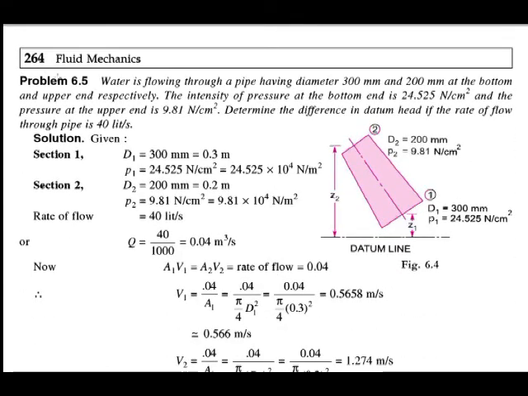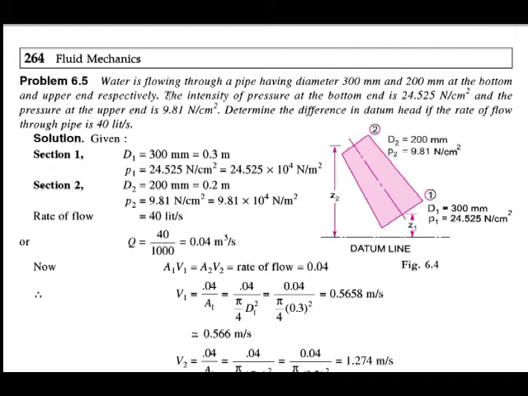The water is flowing through a pipe having a diameter of 300 mm and 200 mm at the bottom and the upper end respectively. The intensity of pressure at the bottom end is 24.525 and the pressure at the upper end is 9.1 Newton per centimeter square. Determine the difference in the datum head if the rate of flow through the pipe is 40 liter per second. So here we have to calculate the difference in the datum head.